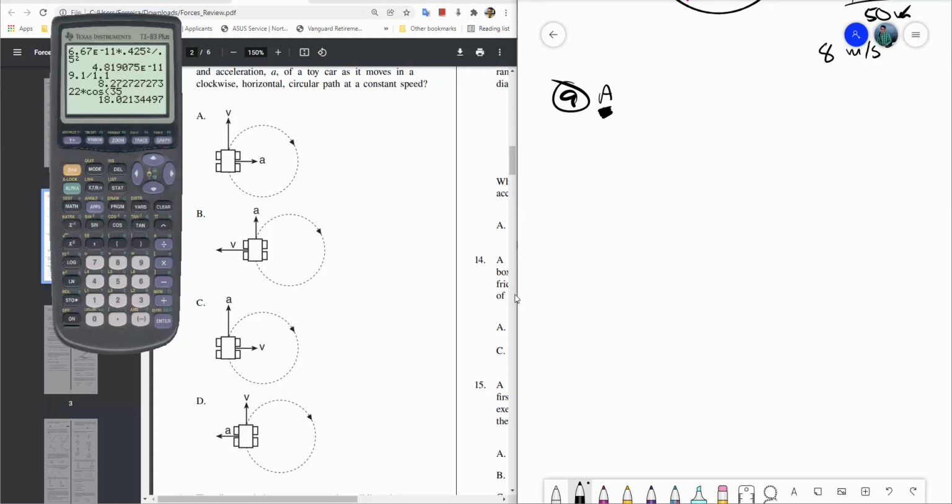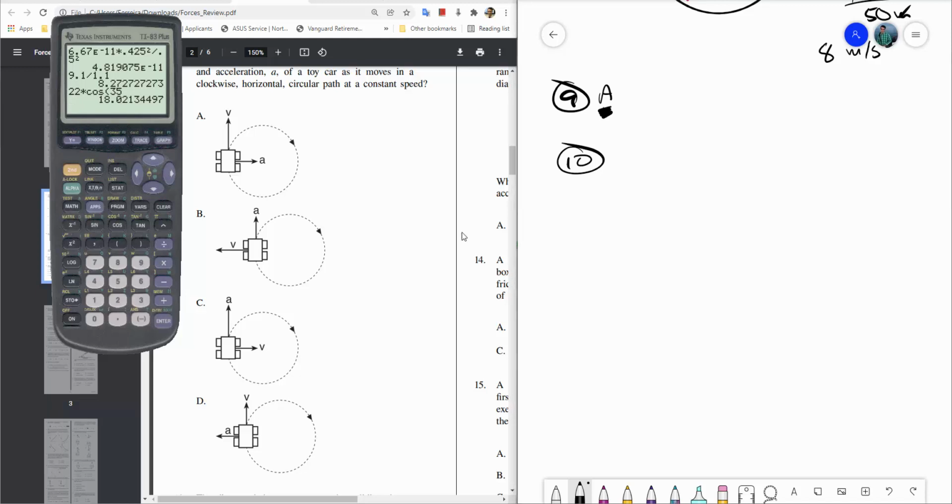B shows a tangent acceleration. No, that's wrong. C shows a tangent acceleration. Still wrong. Velocities are in opposite direction, but acceleration is the key giveaway there. And D shows tangent velocity. Good, but the acceleration is pointing out. Acceleration should always be pointing towards the middle. Answer has to be A, the only one that makes any sense.